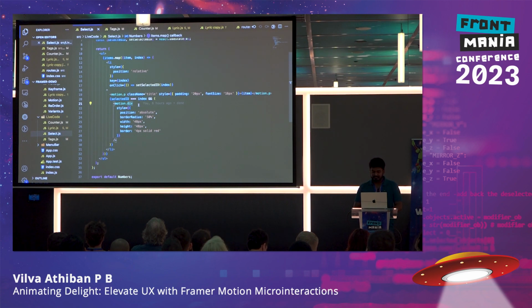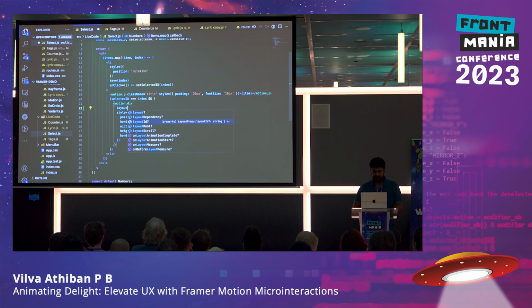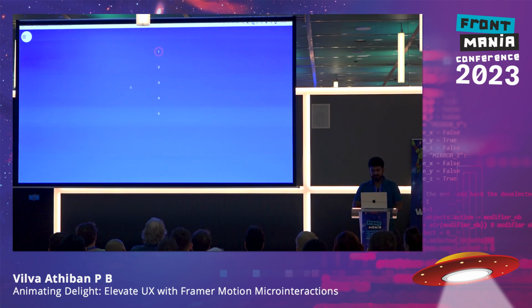And how do I animate it? All I need to do is add something called layout ID and maybe an outline. Save it. Now refresh it. Look carefully. Now it's animating.